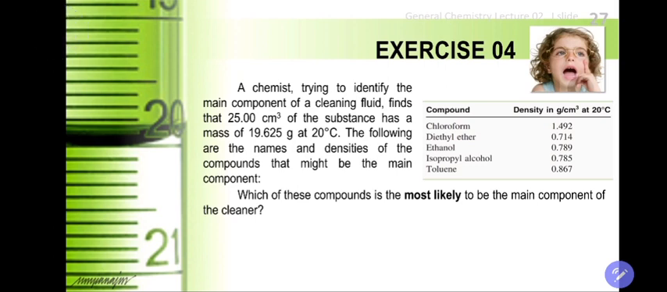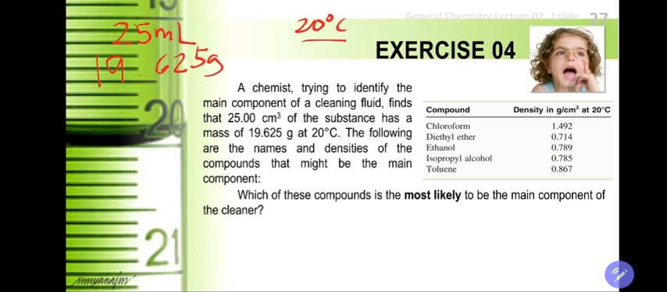So, ang given kasi, a chemist trying to identify the main component of a cleaning fluid finds that 25 cm cubed or 25 ml of the substance has a mass of 19.625 grams at 20 degrees Celsius. So, yung given temperature natin is at 20 degrees Celsius.